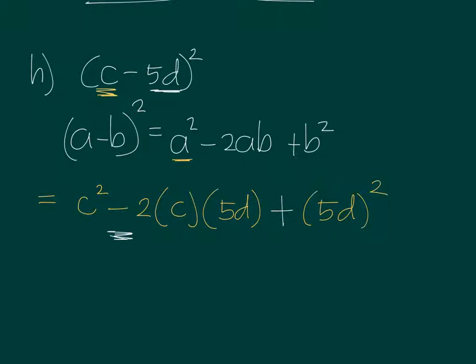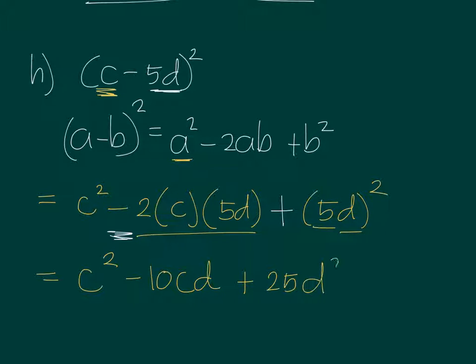Then again, the next step is to simplify. C squared and then minus this. Okay, if you multiply the numbers properly, so that's 10, and then you have C and D as the variables. And then the third term is 5 squared, that's 25, and then D squared is just D squared. So the final answer, or the expanded form of C minus 5D raised to 2, or parenthesis raised to 2, that's C squared minus 10CD plus 25D squared.